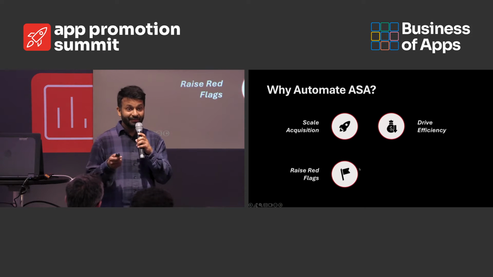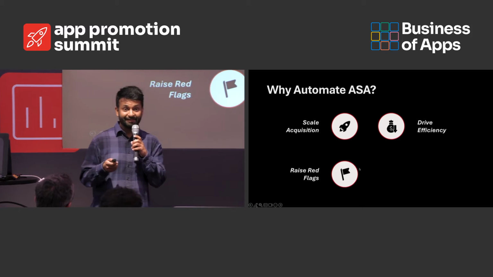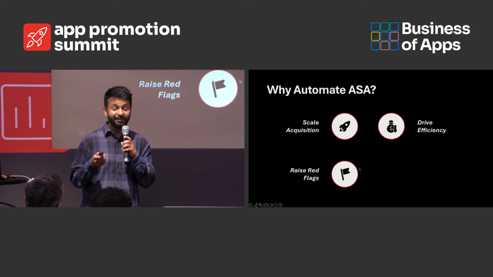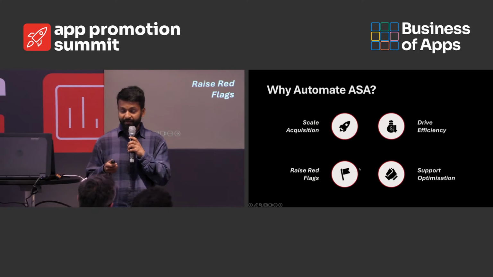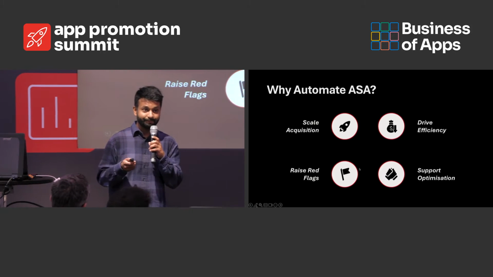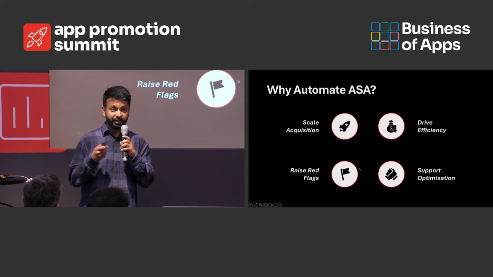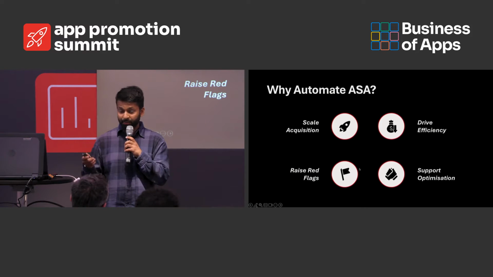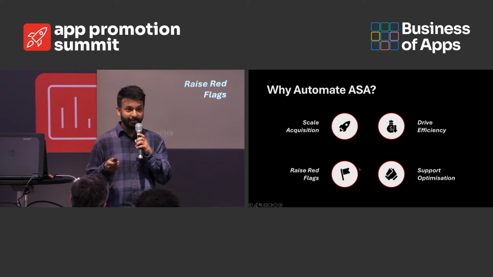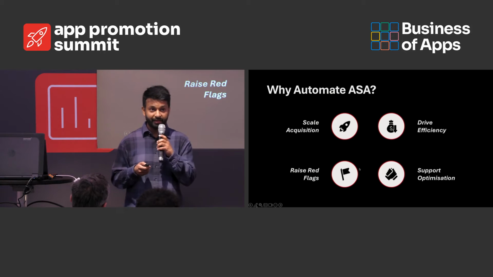The third objective is to raise red flags. Automation rules can do a really great job at raising red flags so that you are aware about any major performance shifts. And the final objective is to get support in account optimization. When you scale your campaigns globally, it can be very difficult to manage hundreds of campaigns, and automation rules can ease your job by enhancing the way you optimize your account.